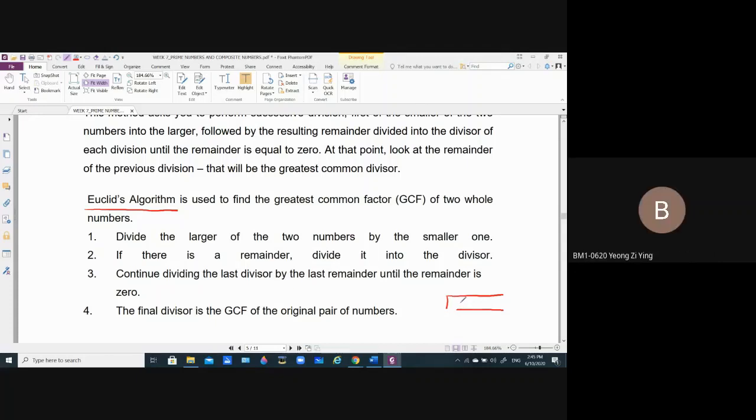Madam, can we have the notes before you start this chapter? No, you listen first. Then later I give you the notes. Okay, thank you, madam.